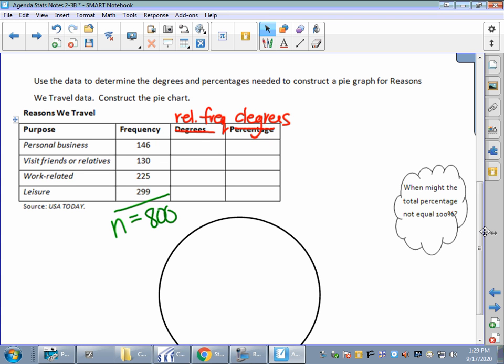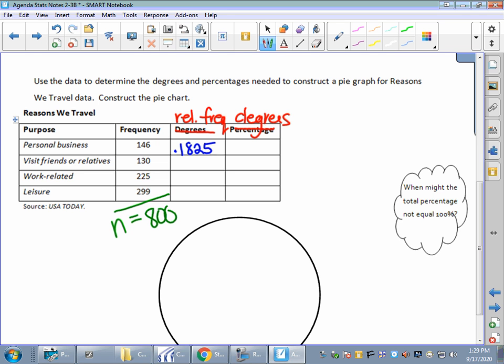So relative frequency is our frequency divided by n. So if you've got a calculator, you're going to do 146 divided by 800. Please calculate that really quickly. Verify that my numbers are correct. I've got that as 0.1825. It's not irrational. It stopped there. I'm just going to leave it like that.